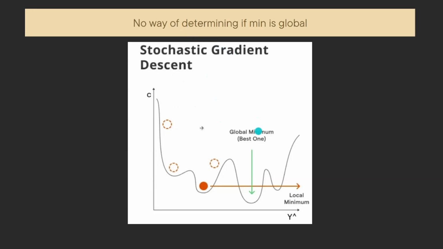The issue though is there also exists a whole other minimum right here that we didn't even see, and that's because we started right here. If we started the point right here, we would have found that minimum. If we started the point right here, we would have found this minimum. So we don't really know if a minimum is global or not, and that's kind of an issue.